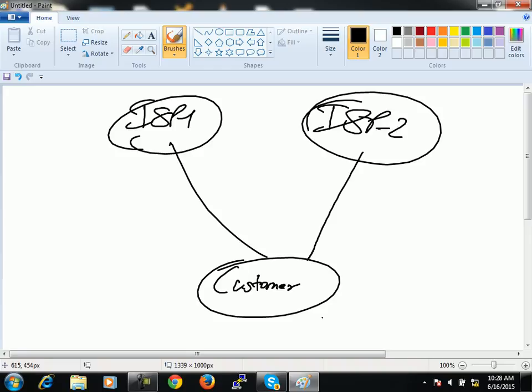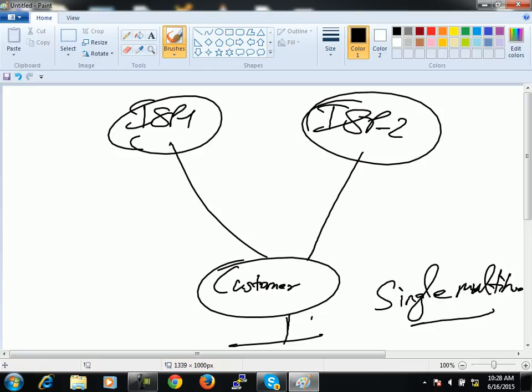So this type of customer will be known as single multi-homed customer, right? So this type of customer will be known as single multi-homed customer.